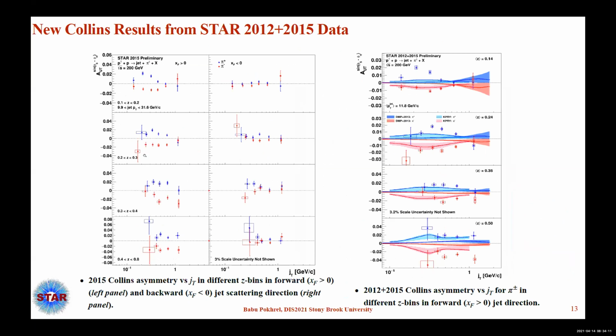Presenting the asymmetry as a function of jT, which is the pion transverse momentum relative to the jet axis, for different z bins. The left picture is the 2015 data set only.